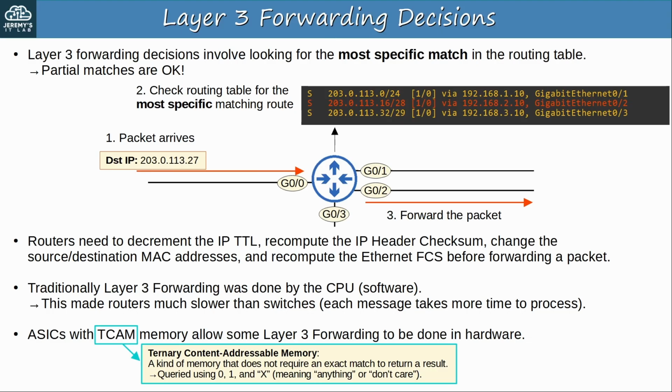This allows for partial matches, such as in the example forwarding decision above. Okay, that's enough review of Layer 2 and Layer 3 forwarding. Now, before looking at the specific packet forwarding methods, let's look at the differences between routers that forward using software and those that forward mainly using hardware.